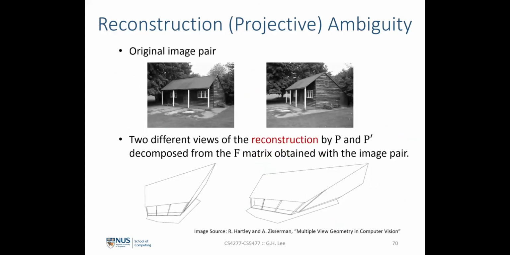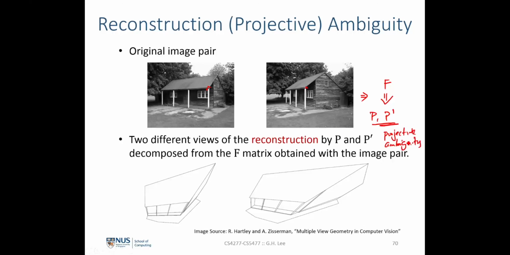And here is an example of the reconstruction under projective ambiguity. Given the original image pair over here, we can take some point correspondences, at least 8 point correspondences, and compute the fundamental matrix. So in this case, it's an uncalibrated case, and we know that we can decompose this into P and P prime that is subjected to a projective ambiguity that we have mentioned many times.